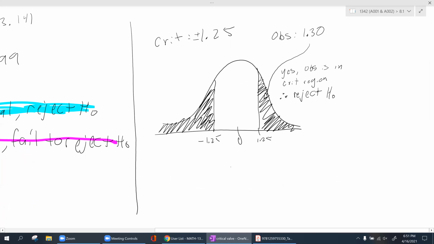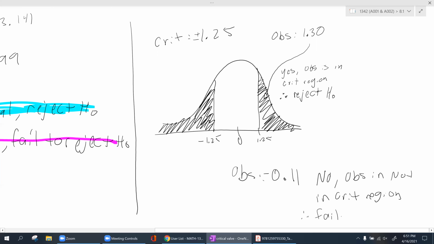If the observed value you found was instead negative 0.11, well, this is in the non-critical region. So you would say, no, observed is not in critical region. Therefore, fail to reject null hypothesis.